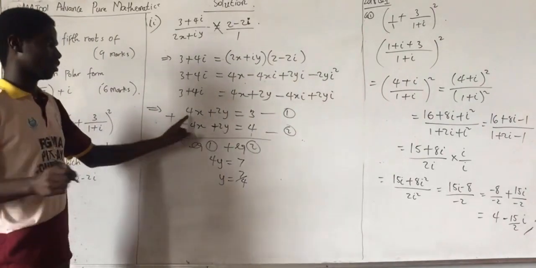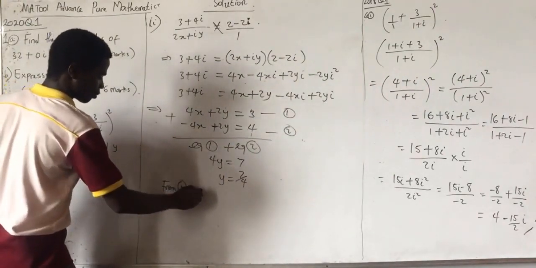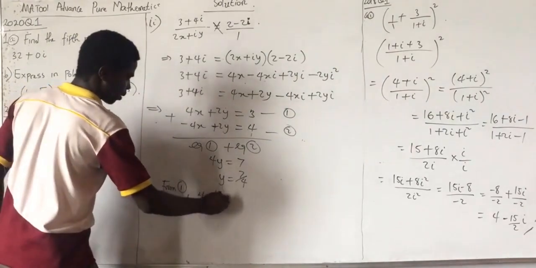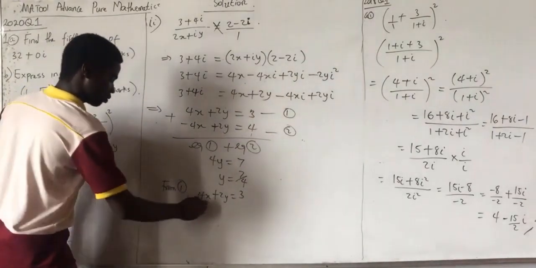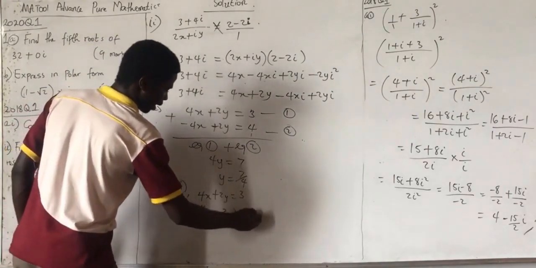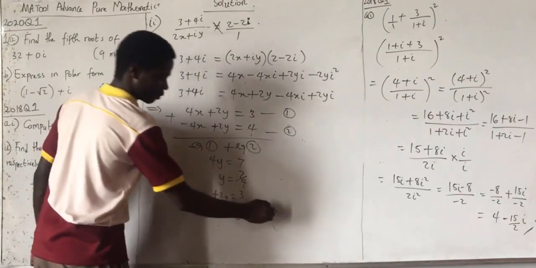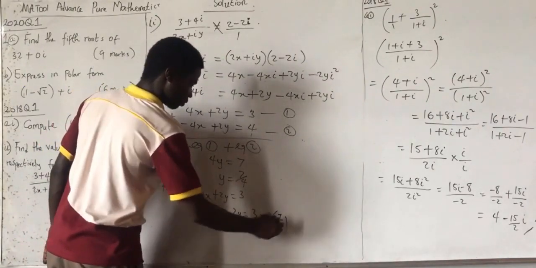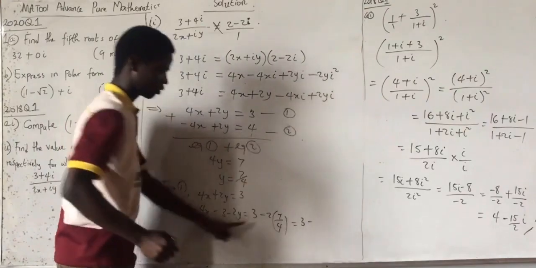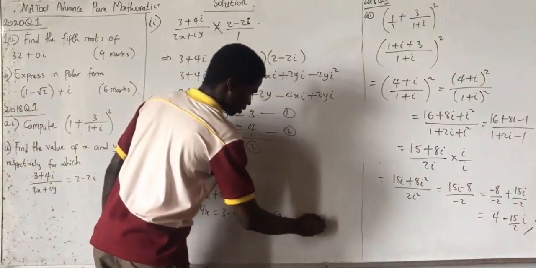So to get x, what do you have from equation 1? You will have 4x plus 2y is equal to 3. So that is 4x is equal to 3 minus 2y. And what is y? y is 7 over 4. So 2 times 7 over 4 is 7 over 2. So that's 3 minus 7 over 2.